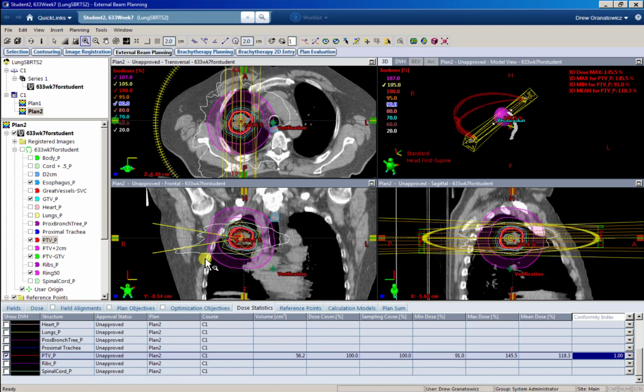So sometime try to do a coplanar plan and then a non-coplanar plan and look at some of these lower isodose lines and compare the two, right? If you do this couch kick, I promise those lower isodose volumes will be smaller than the coplanar plan. Okay, that's it.